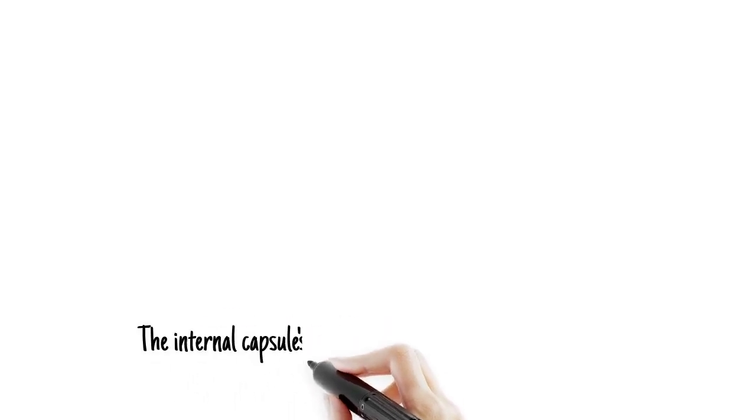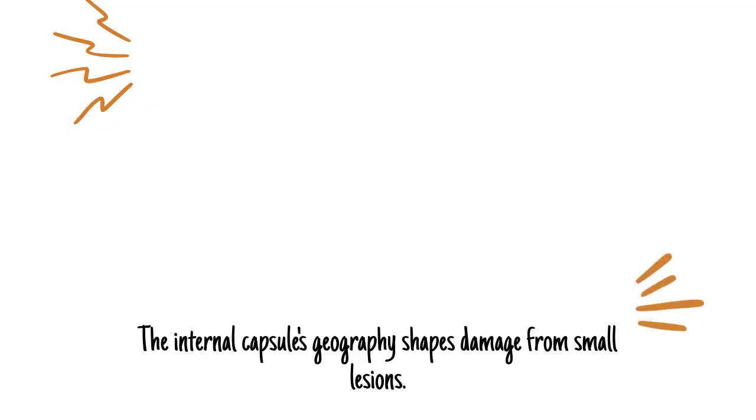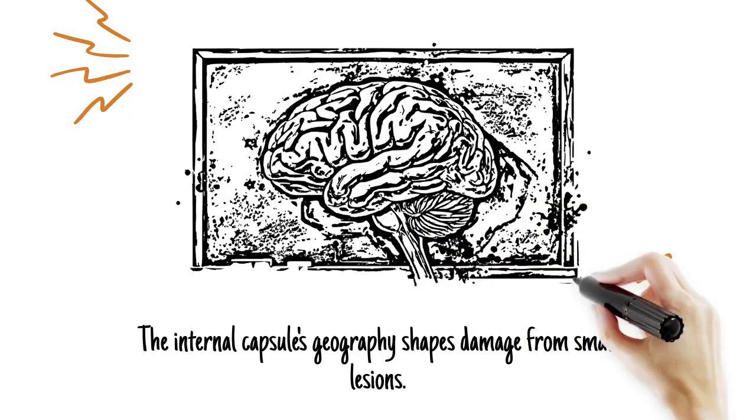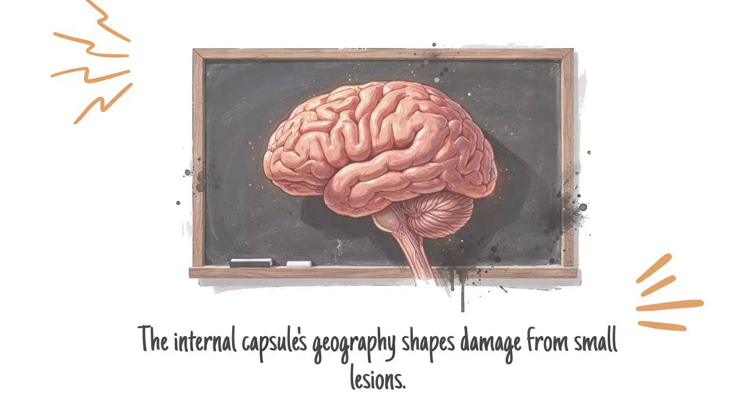Welcome back. The internal capsule deserves special attention because its internal geography determines exactly what gets damaged with small lesions in this region. The genu, which means knee in Latin, referring to the bend in this structure, is the specific region through which corticobulbar fibers pass.